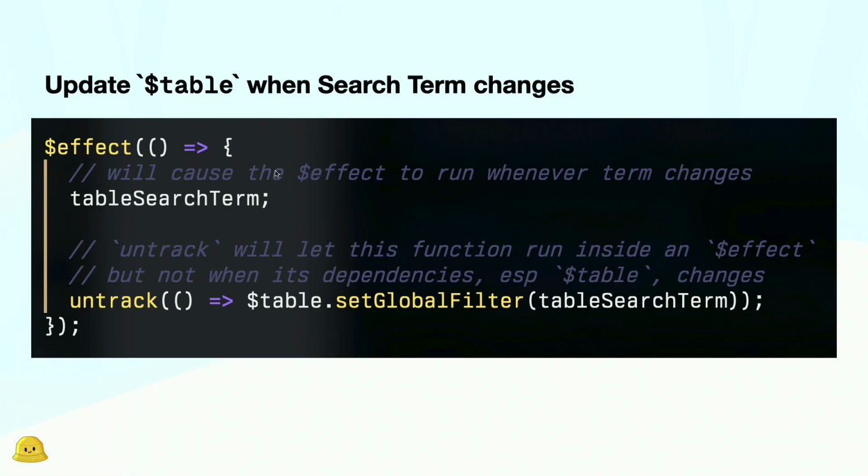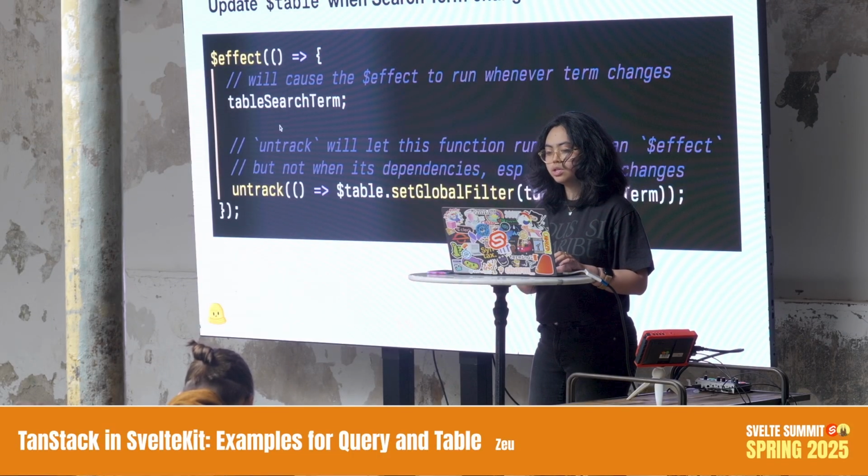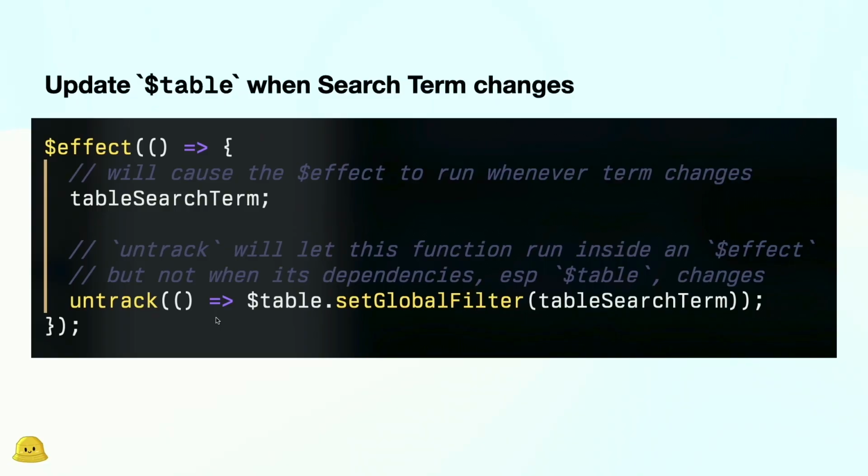So we're using an effect for this one because we have to use table.setGlobalFilter and then pass in that search term. You notice here that I'm using 2 lines here, table search term on its own, and then untrack. This is just so that we want this effect to run whenever the search term changes, but we do not want to run this effect whenever table changes. Otherwise, it's going to do like an infinite effect render thing, and that's a whole hullabaloo error. So we want to use untrack here when we're running this function.